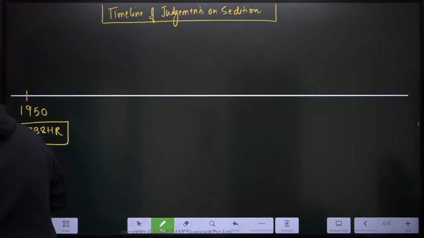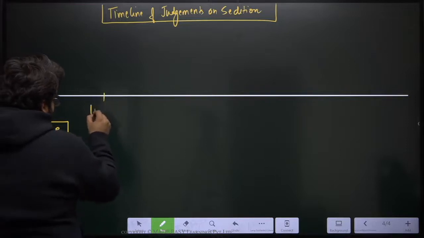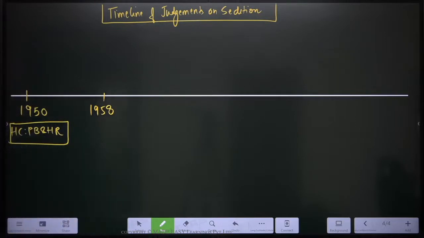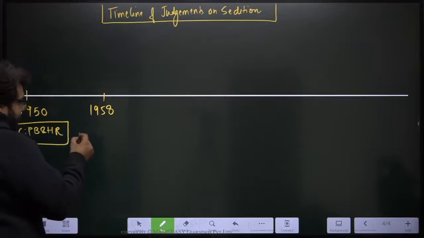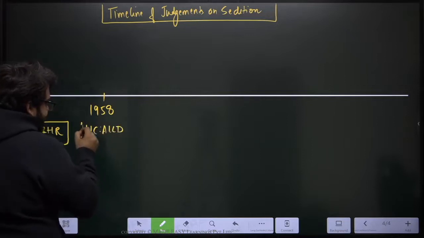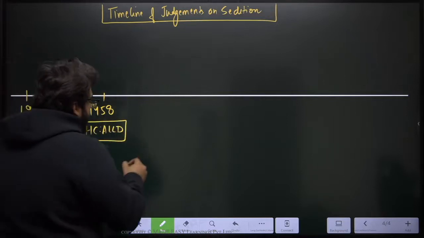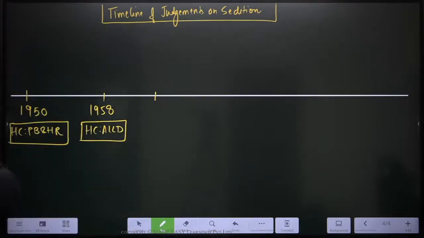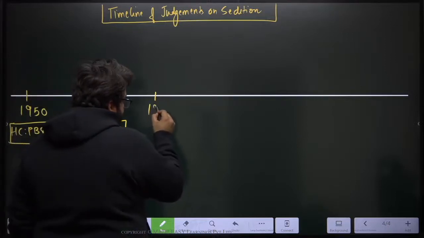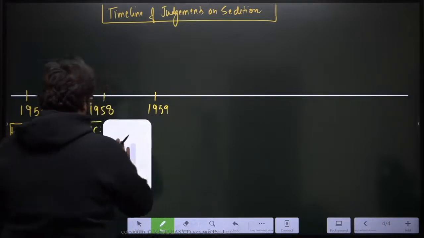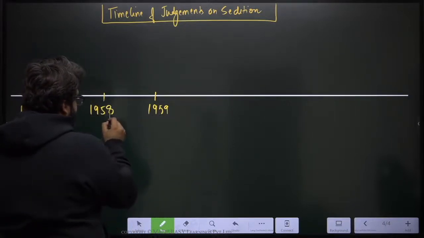Then the next judgment is in 1958. I'll tell you which ones are important for the exam. This is to make you understand what is the case here. Then you have the 1958 judgment. This is from the Allahabad High Court. Then just a year later, in 1959, you have a judgment again by the Allahabad High Court, so I'll write it collectively.